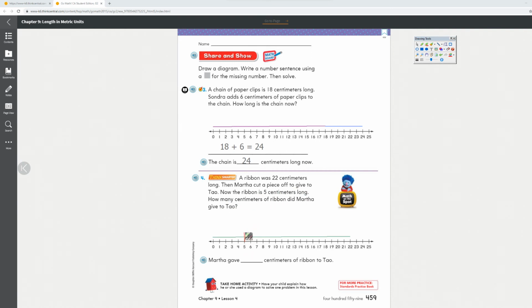Well, you can figure this out by counting from 5 all the way to 22, or you can count from 22 all the way to 5. So let's count. 1, 2, 3, 4, 5, 6, 7, 8, 9, 10, 11, 12, 13, 14, 15, 16, 17. We have 17 centimeters of ribbon that was given to Tao.